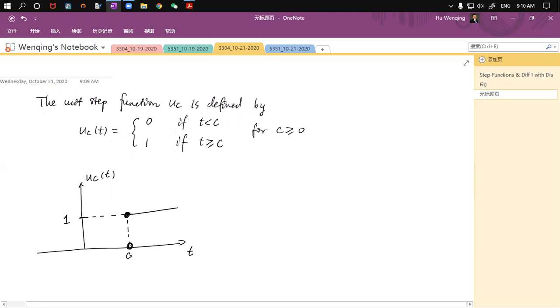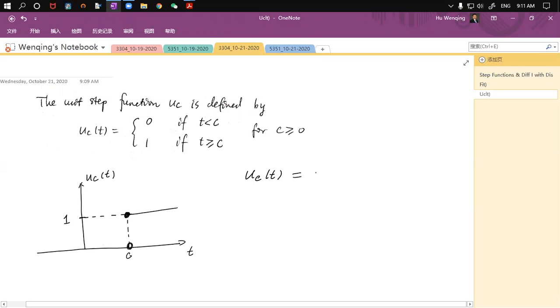You're going to let c be positive, greater or equal than 0, and we denote this unit step function by u_c of t, with a subscript c. So u_c of t is equal to 0 if t is less than c, and it is equal to 1 if t is greater or equal than c. So you're going to have this picture.